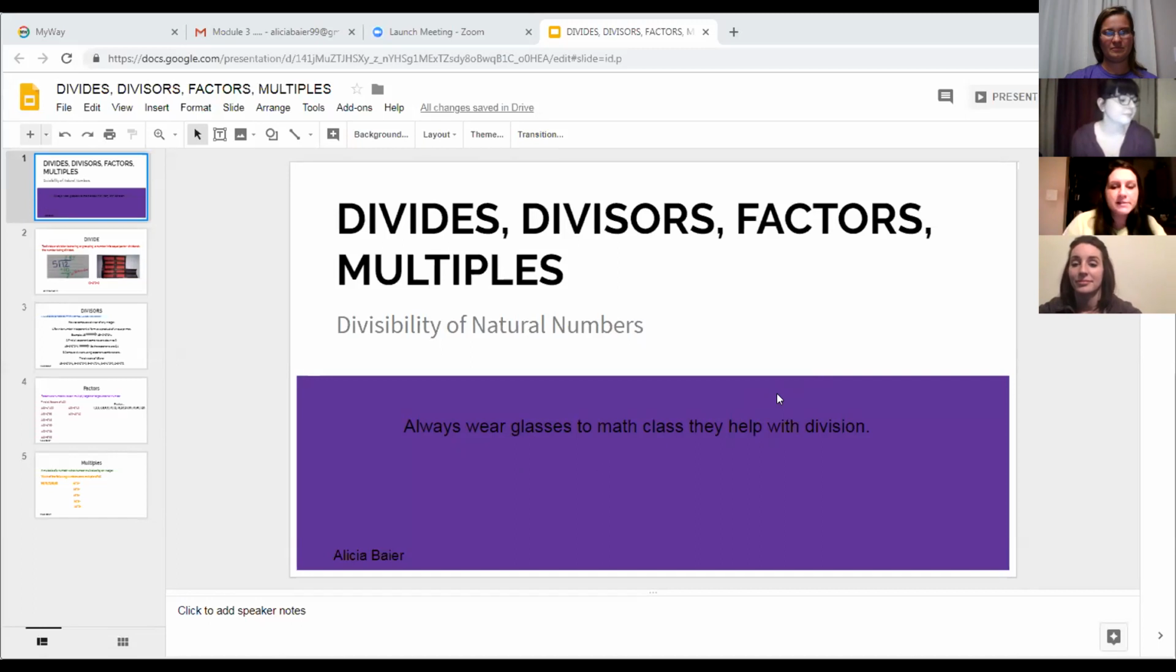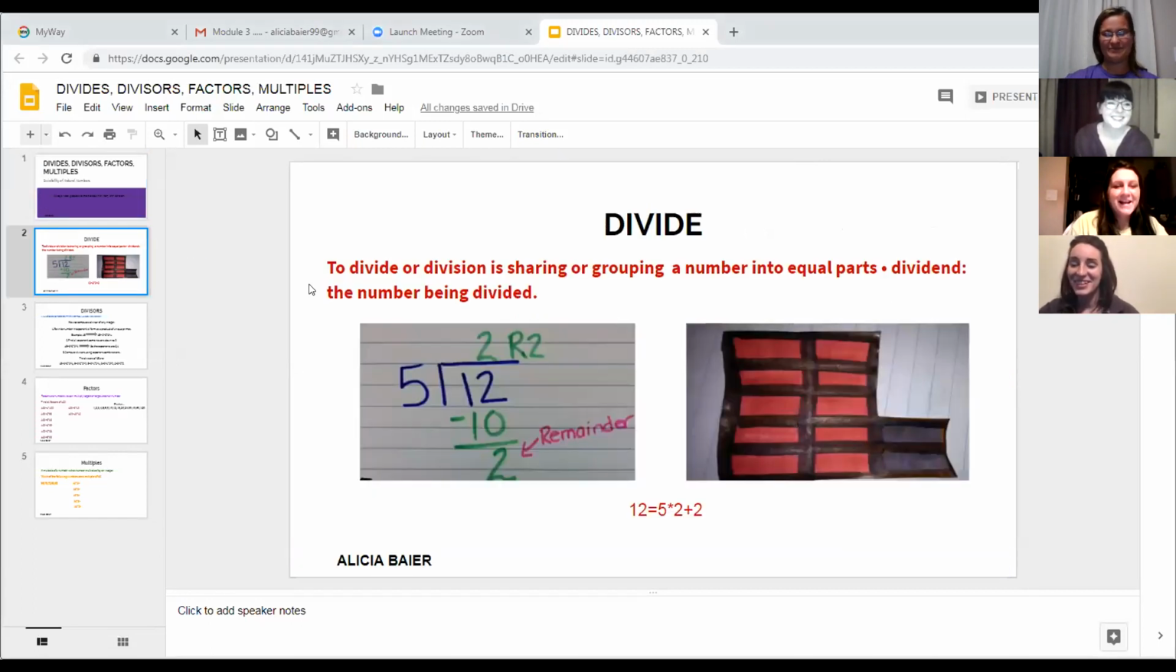Always wear glasses to math class. They help with division. Divide. To divide or division is sharing or grouping a number into equal parts.